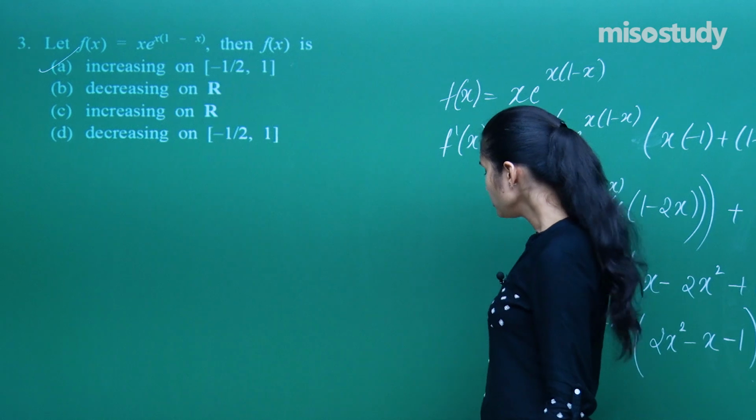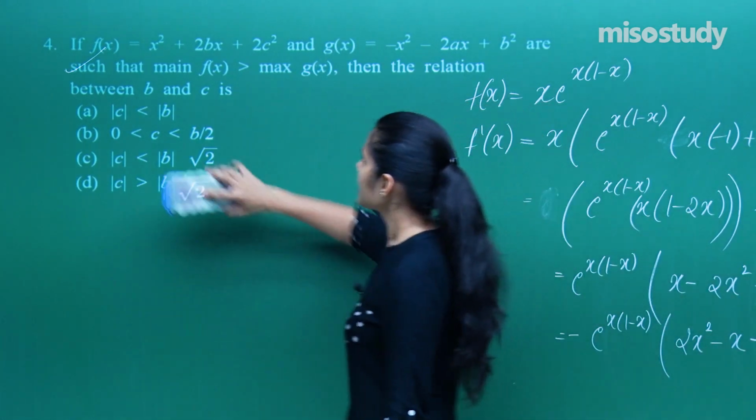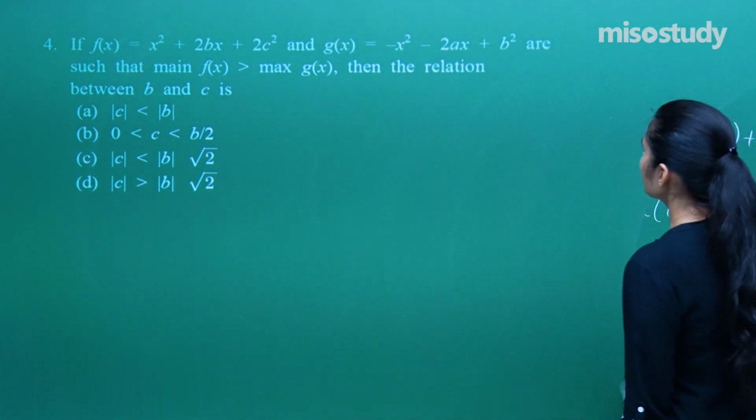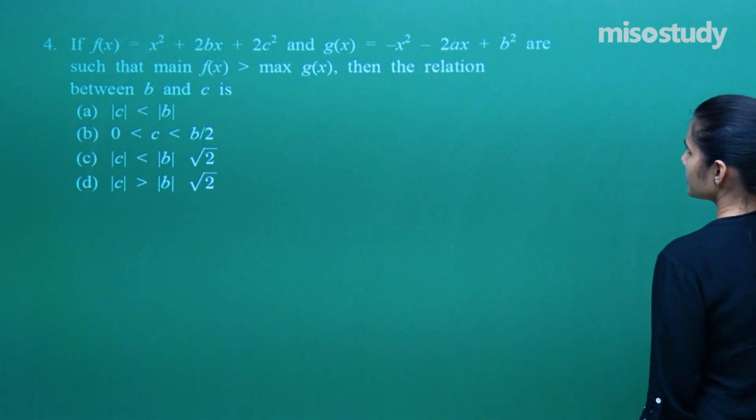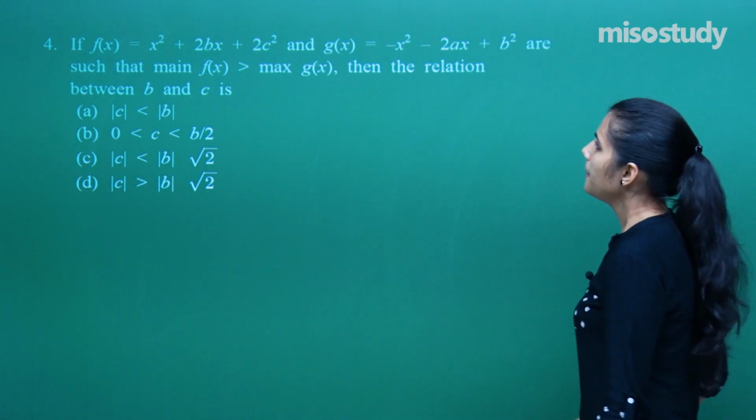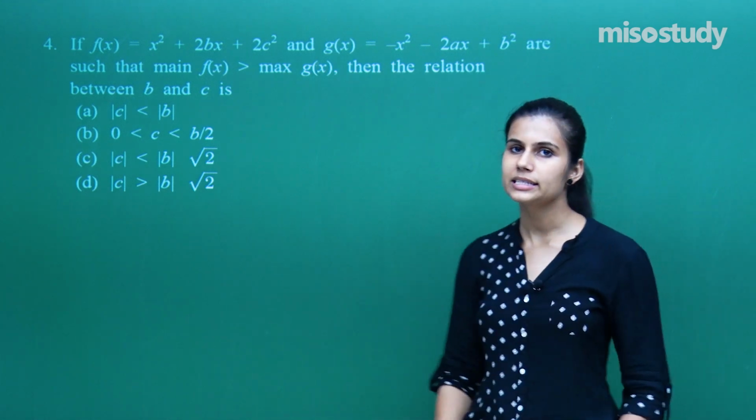Clear? Moving to the next question, we have f(x) is given to us as x square plus 2bx plus 2c square and g(x) is minus x square minus 2ax plus b square. They are two functions given to us such that minimum of f(x) is greater than maximum of g(x), and the relation between b and c is what?